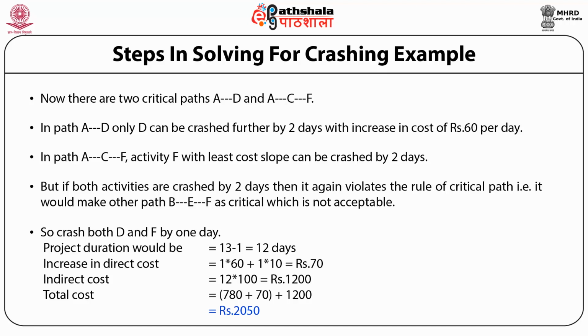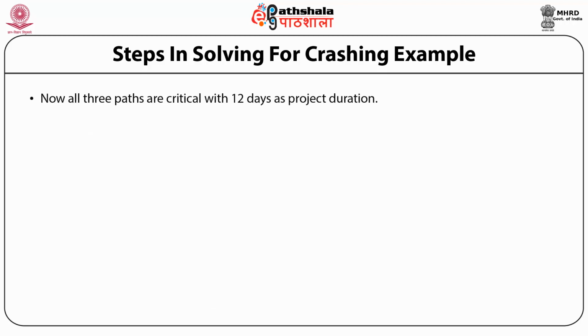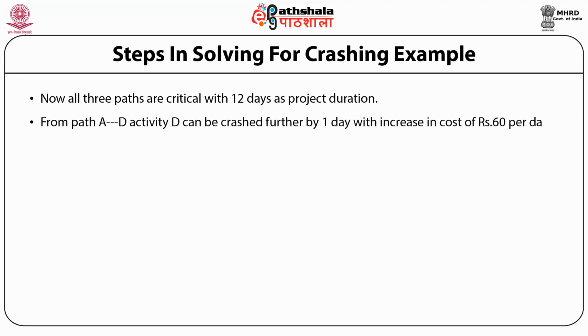Project duration would be 13 minus 1 equal to 12 days. Increase in direct cost 1 into 60 plus 1 into 10 equal to rupees 70. Indirect cost 12 into 100 equal to 1200. Total cost 780 plus 70 plus 1200 equal to rupees 2050. Now all three paths are critical with 12 days as project duration. From path A to D, activity D can be crashed further.